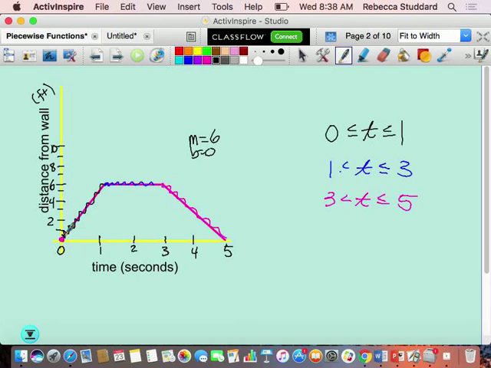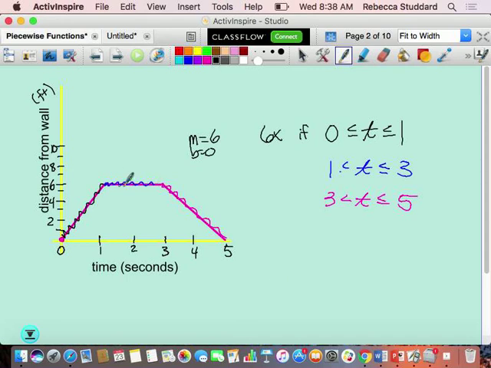We don't have to put the plus 0. So you would just have y equals 6x when our time is between 0 and 1 second. So we're traveling at 6x. Our distance from the wall is 6x if our time is between 0 and 1 second.